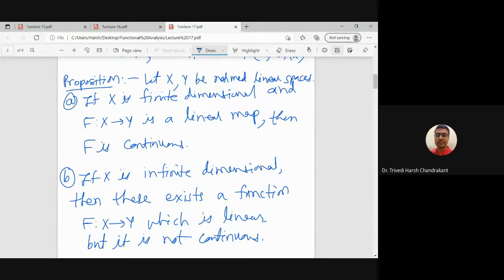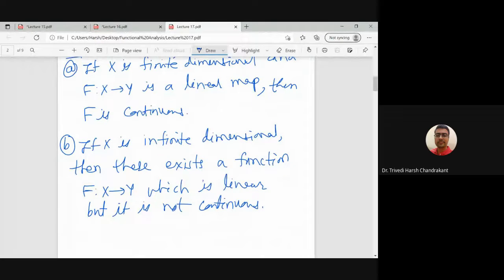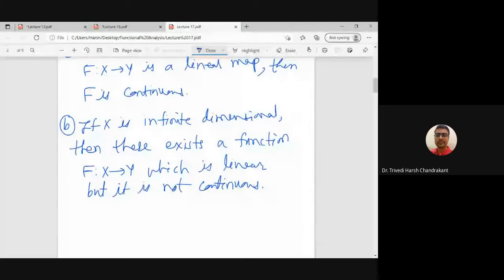So the first result says that if the domain is finite dimensional, every linear function is continuous. But the second result says that if the domain is not finite dimensional, then we can always construct a linear function which is discontinuous. In the second result, we need to assume Y is a non-zero subspace. Anyway, we are considering non-zero subspaces.